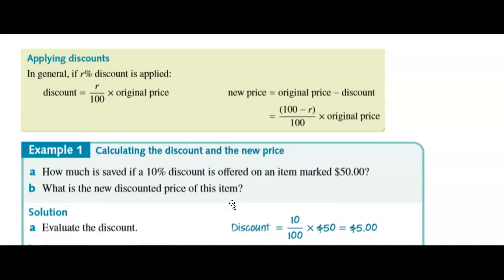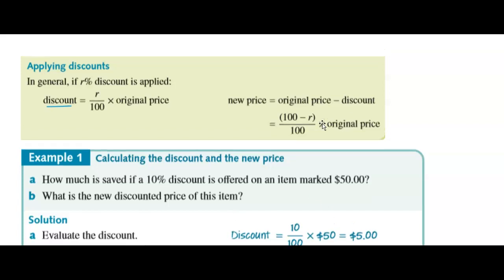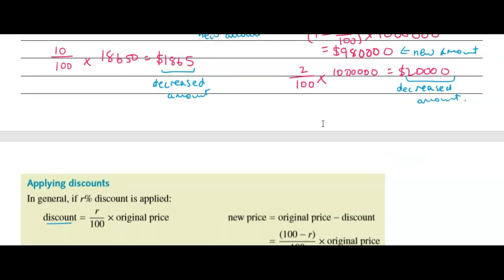All right, let's have a look now at the next section. So here we've got some application style questions. So in question 1 and 2, we're just looking at some skills. So applying discount. So in general, if R% discount is applied, your discount is just R over 100 times the original price. And your new, so that's what I was doing. If I just scroll up, and maybe I can keep it up on the same. Okay, so you can see that's what I did here on E and F.